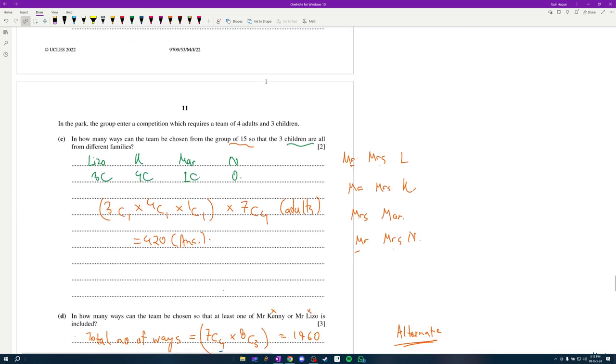In the park, the group enters a competition which requires a team of 4 adults and 3 children. In how many ways can the team be chosen from the group of 15 so that the 3 children are all from different families? So this is chosen combination.